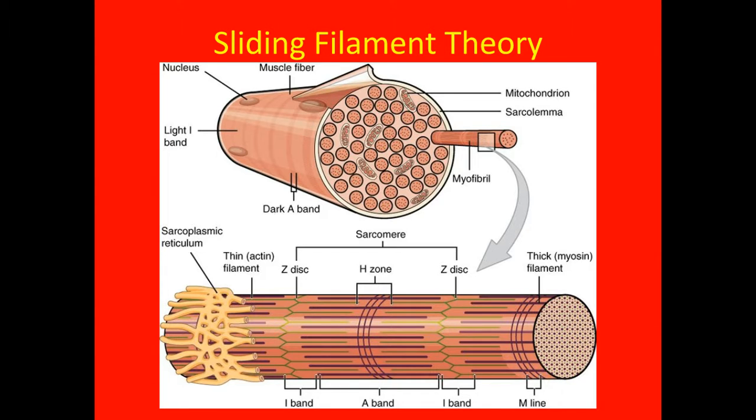The M-line provides an attachment for myosin filaments. The Z-disc provides an attachment for actin filaments. The A-band is the darker band of the myofibril containing the myosin filaments. The H-zone is the lighter section in the middle of the A-band where only myosin is present. The I-band is the lighter band of the myofibril containing only the actin filament.